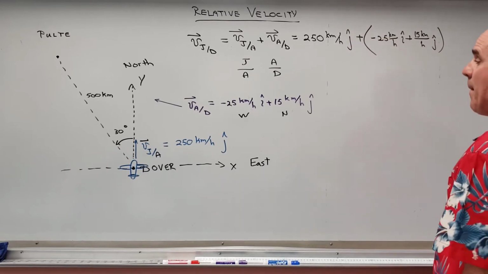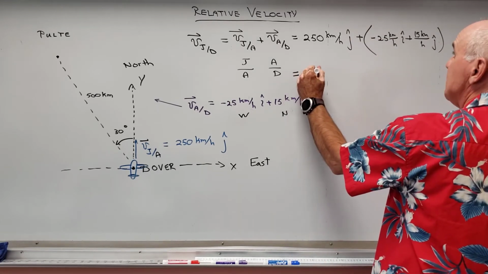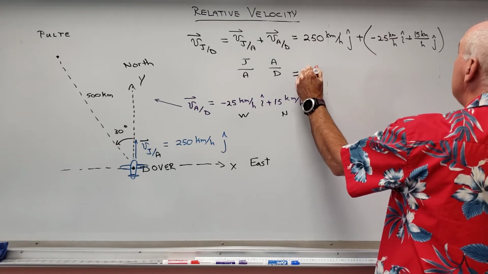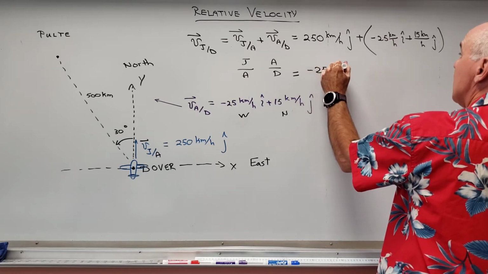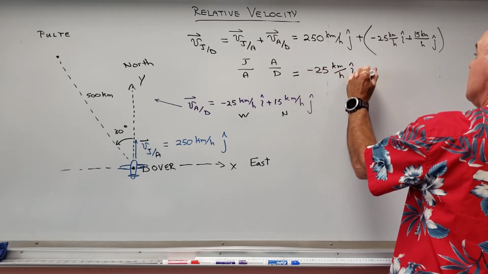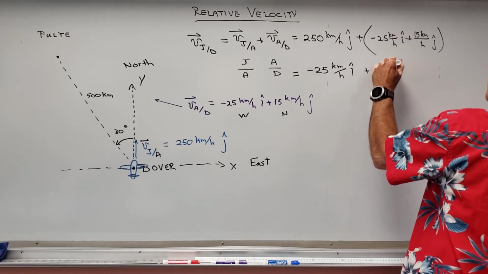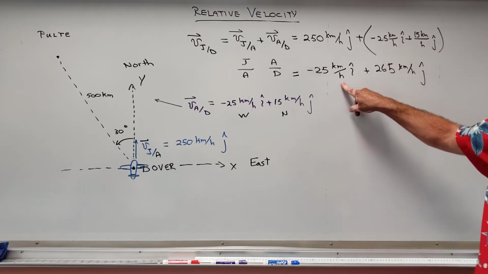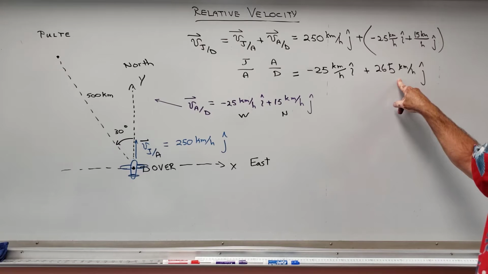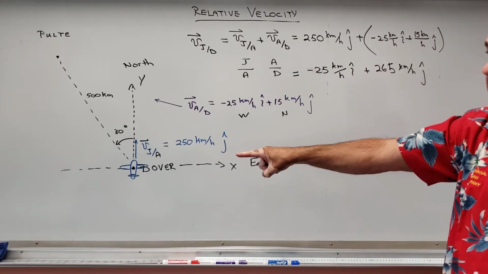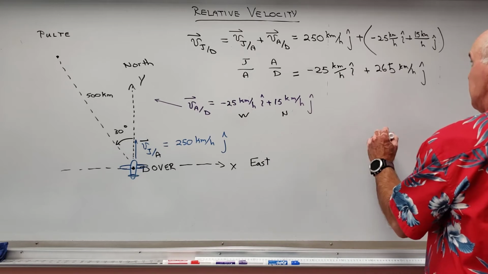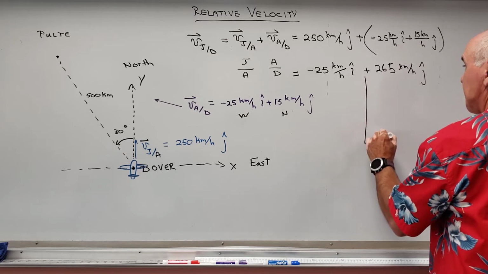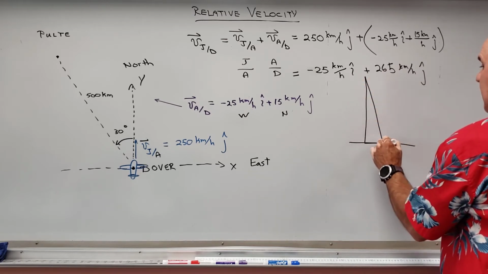I'll put that in parentheses. And so when this is all done, I get 220, no I don't, I get negative 25 kilometers per hour i-hat plus 265 kilometers per hour j-hat. And that would be the velocity of the airplane with respect to Dover, if you will, right? The fixed ground. And that's going to be looking something like this, minus 25 in this direction, 265 in that direction. Right? And so there'll be an angle here.